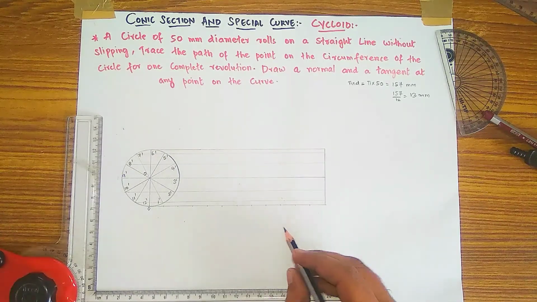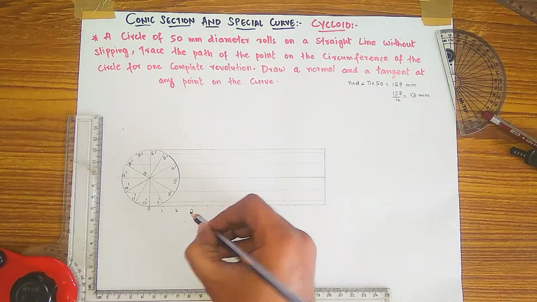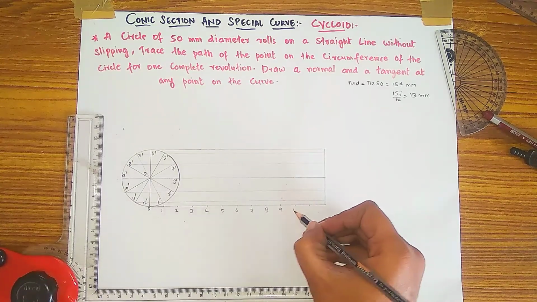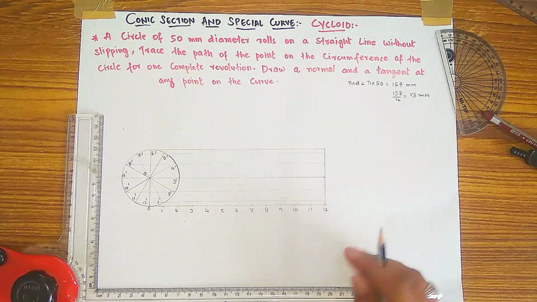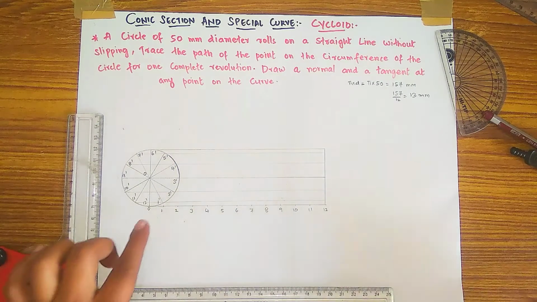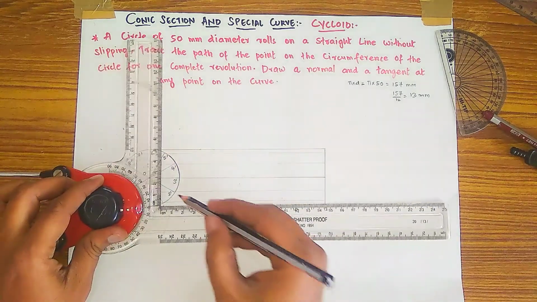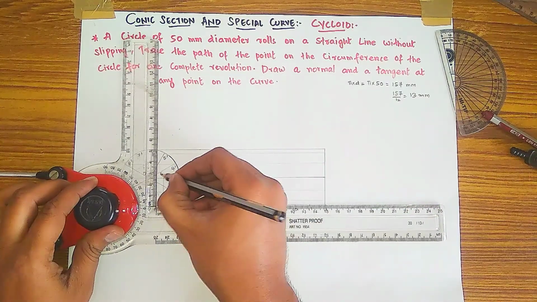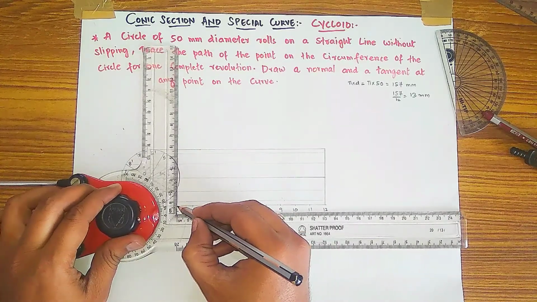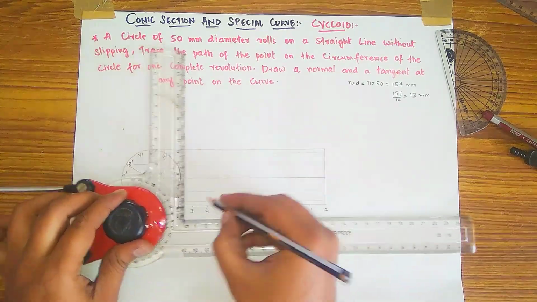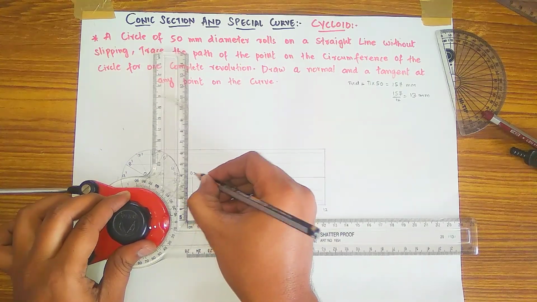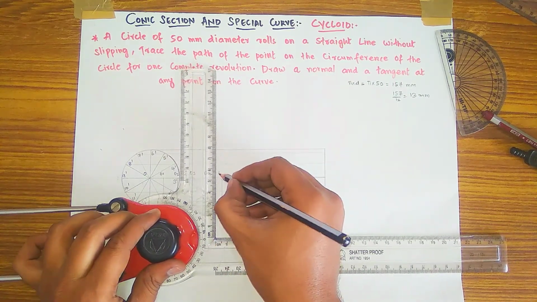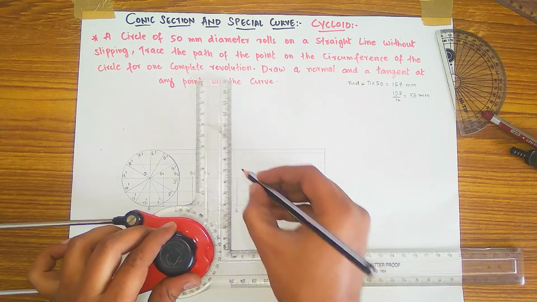Okay, after dividing into 12 parts, label as 1, 2, 3, 4, 5, 6, 7, 8, 9, 10, 11, and this will be 12. Then you have to draw perpendicular lines from each numbered point, from 1 till this O line, the middle line O. Label it as O1. Then from 2, this will be O2, from 3, this will be O3, from 4, this will be O4, and from 5 this will be O5, this will be O6.